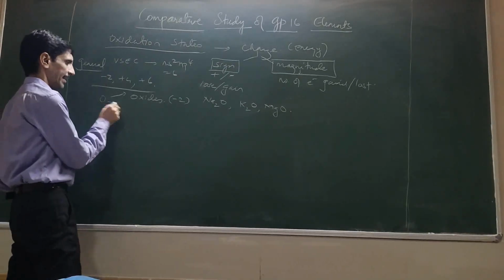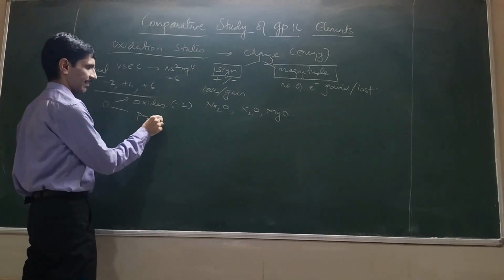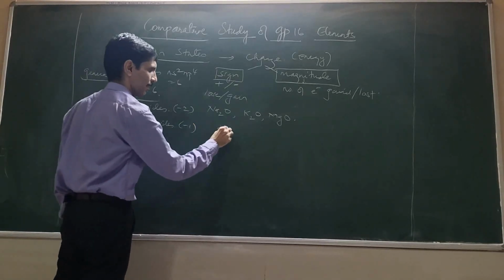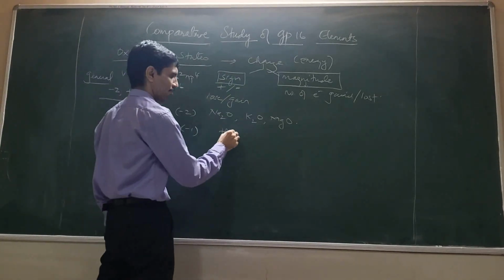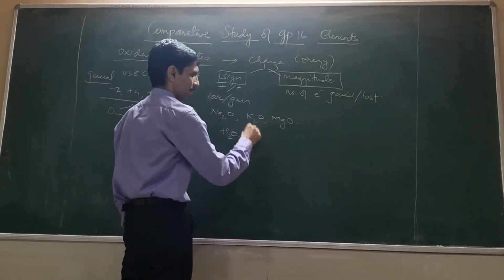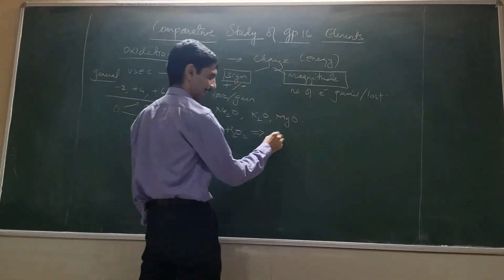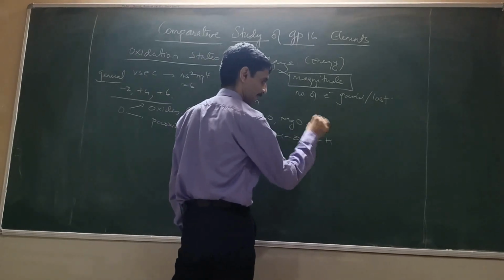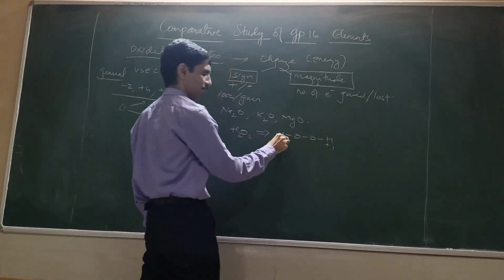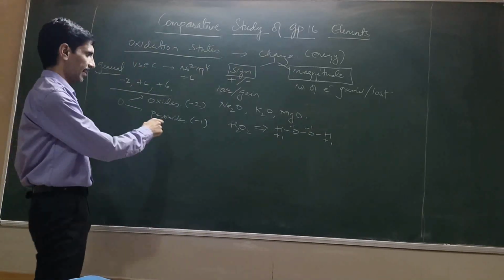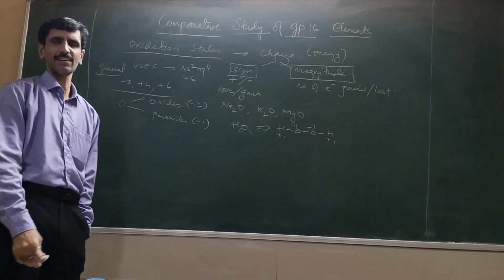Next, it also exists in the form of peroxides. Peroxide, it is -1. I give you the simplest example, hydrogen peroxide, H2O2. This is the molecular formula; the structural formula will be like this, H-O-O-H. So H is +1, this is +1, so this is -1, this is -1. So oxygen has a charge of -1.